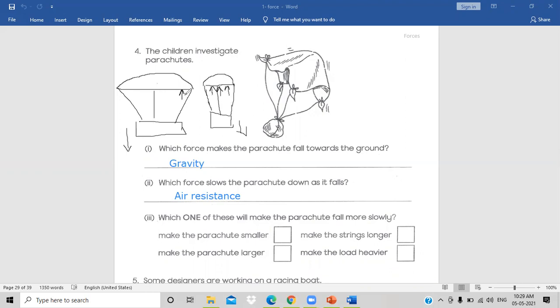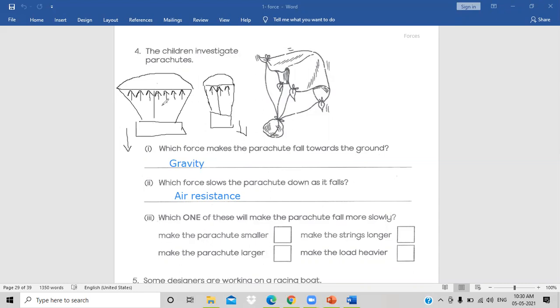I'm going to draw arrows and we will see how many arrows, and this arrow again is representing the amount of air resistance. Look at this. When the parachute is large, there will be a lot of air resistance trying to push it up.